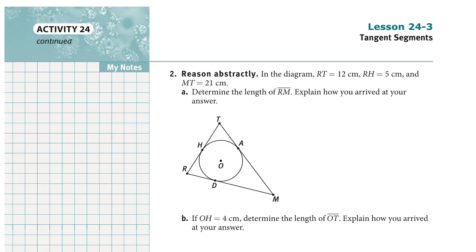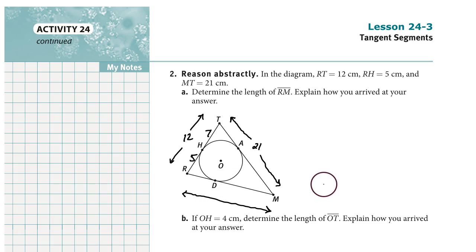This theorem allows us to solve problems involving circles. Here's an example, problem number 2. In the diagram, RT is 12. So from R all the way to T is 12 units. RH is 5. So if this is 5 and the entire distance was 12, then HT is 7. MT is 21. So from M all the way to T is 21. Determine the length of segment RM. So how long is this other segment going from there to there?